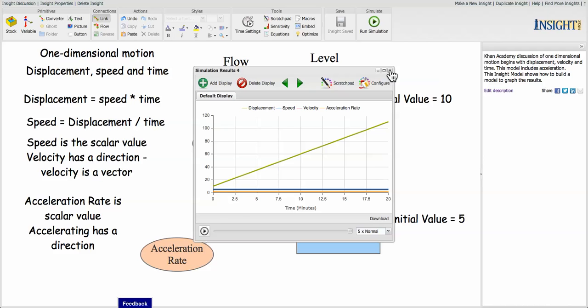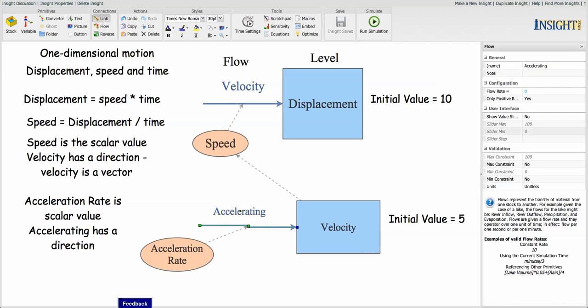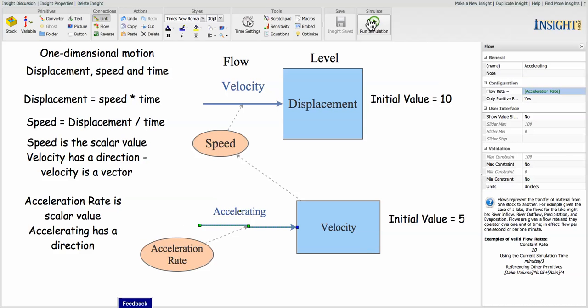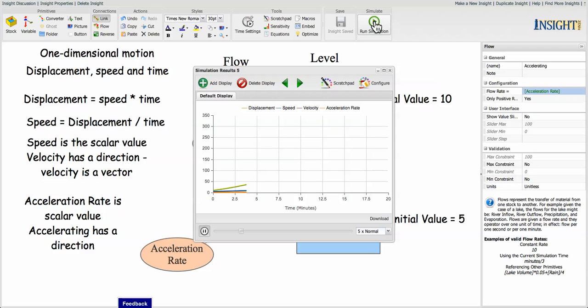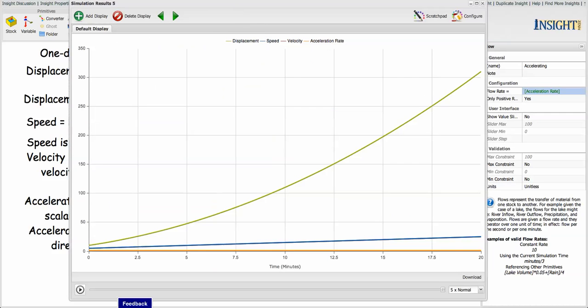And nothing changed. Why? Because I didn't change the equation here for accelerating. I need to change the equation here to use the acceleration rate. All right, we've got that now. Now let's try it again. Okay, there we go. So now we see the, stretch this out here. That looks different, doesn't it?